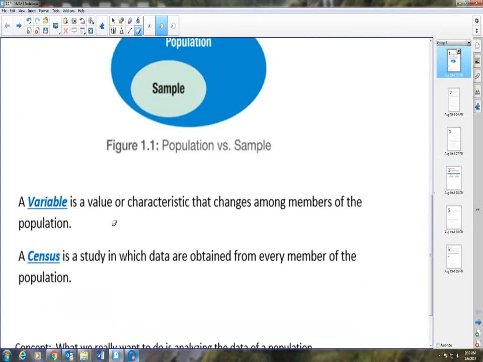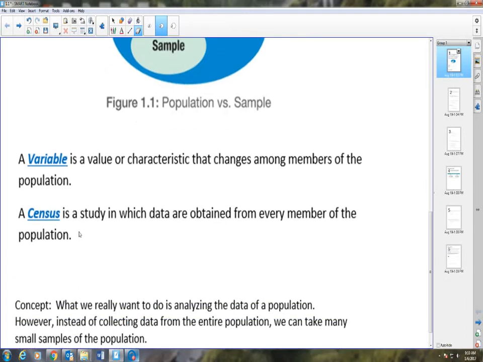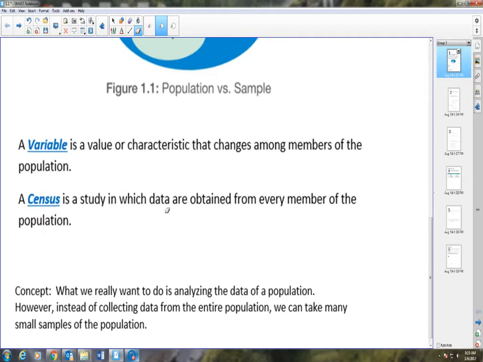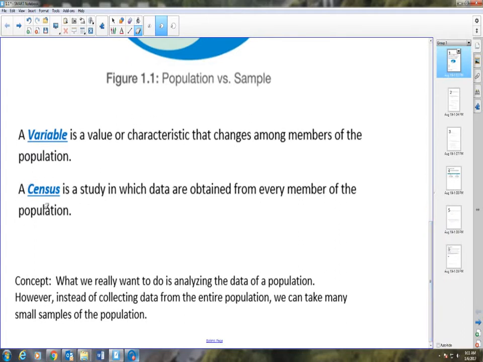A variable is a value or a characteristic that changes among the members of the population. A census is a study in which data are obtained from every member of the population, and we take a population census every 10 years as well. The way they collect the census, they have many different ways. People knock on your door, people send you forms in the mail, wanting you to tell them how many people are in your household. There are different ways for them to collect, and the population census is as accurate as you can make it.